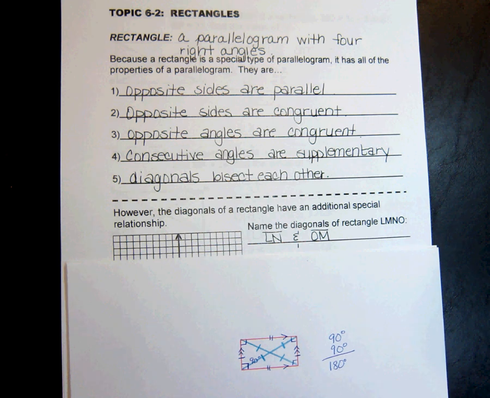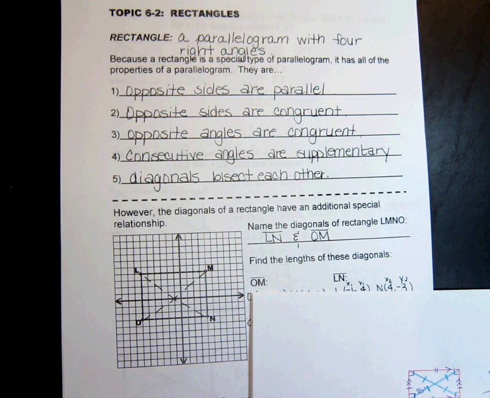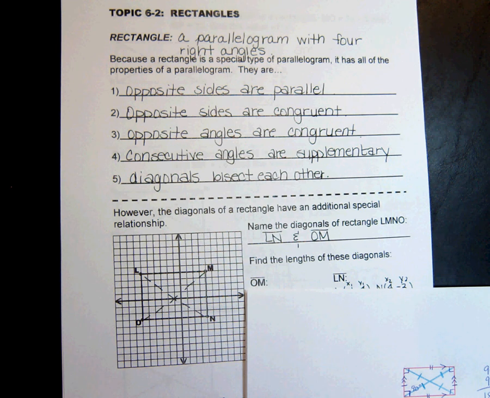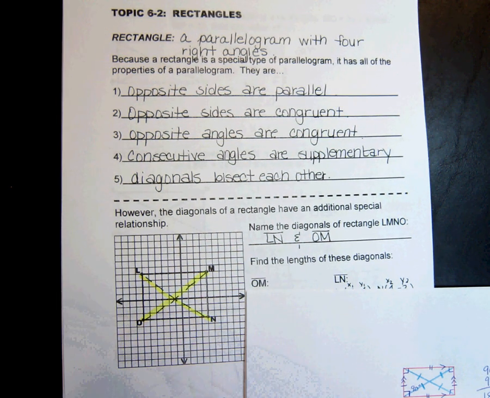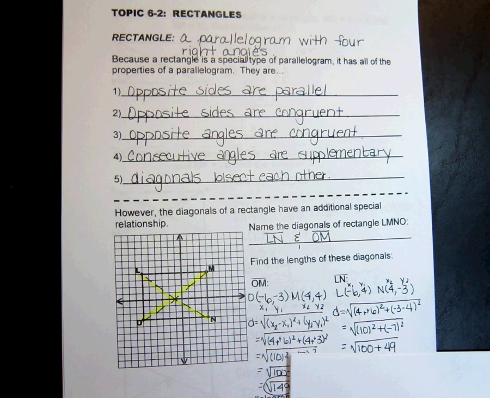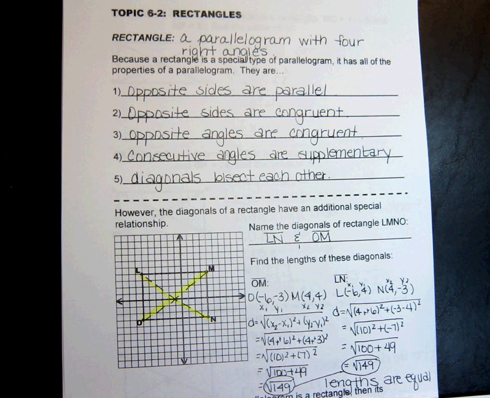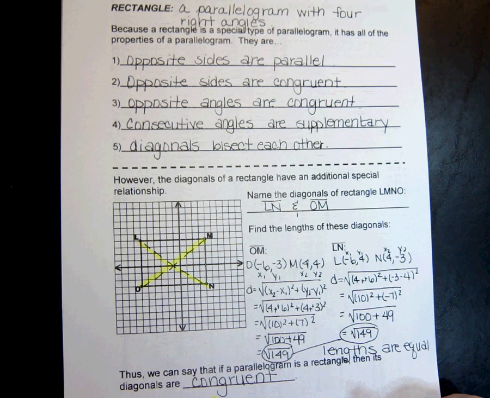If we name the diagonals of this one here, you have LN and OM. I'll highlight those if they're shown with a dotted line, but you can also highlight it. Alright, to find the lengths of these diagonals, we're going to use the distance formula. If you go through and plot each one of these points, it's done for you, and find the distances of OM and LN, you're going to discover that they both have lengths of square root of 149. Therefore, we can say that a parallelogram is a rectangle if its diagonals are congruent.